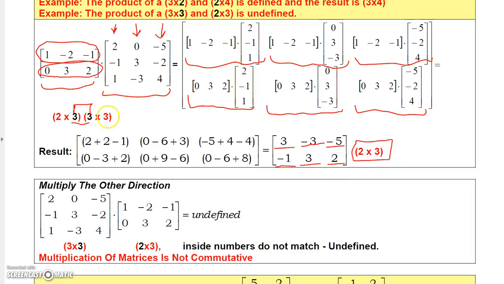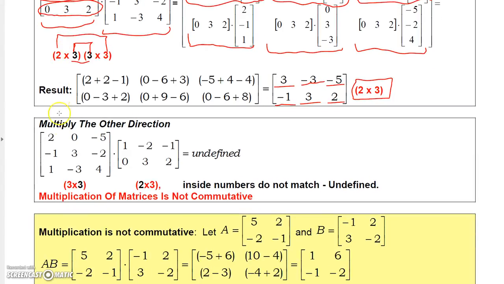Not that it really tells us a whole lot, but if you look at the outside numbers here, the outside numbers tell you the size of the resulting matrix. Notice if I reverse the order of the multiplication, I can't do it. It's undefined, because here I have 3 columns, but on the other matrix I only have 2 rows.